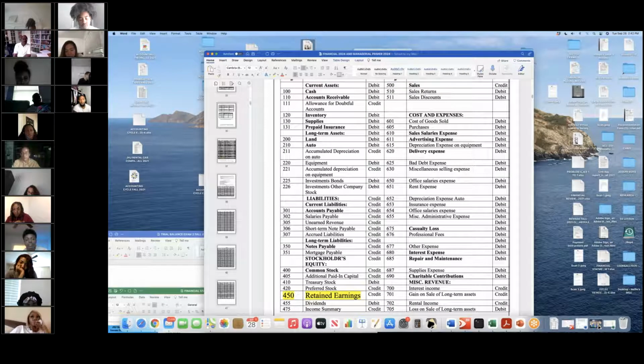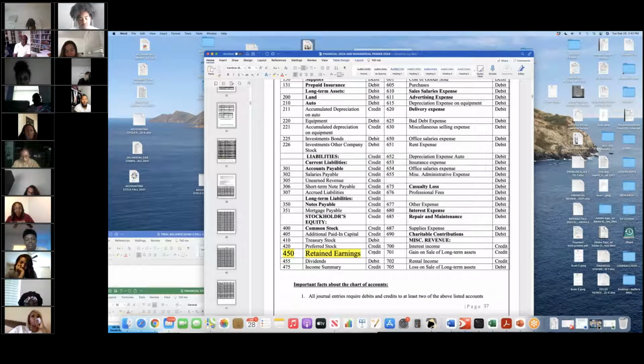We began to talk about retained earnings a little bit last time, and we said that is an important account because it tells whether the business has made money. This account, when it has a credit balance, means that the company has made money. If it has a debit balance, then the company is not doing well.